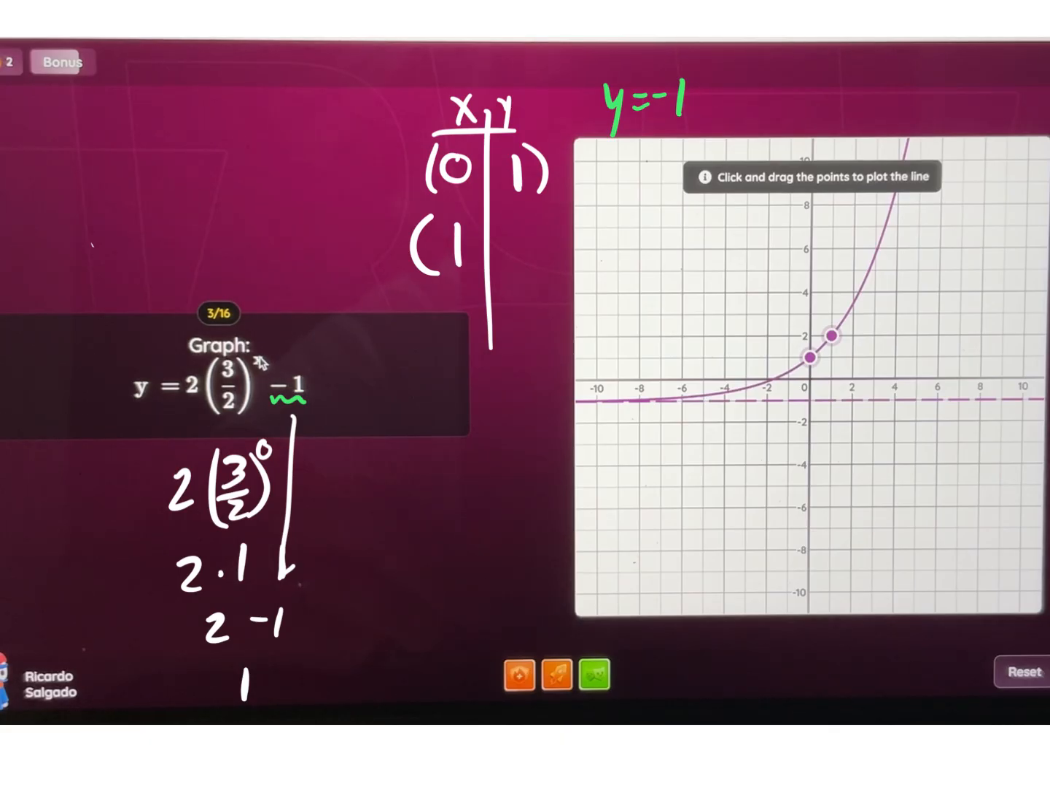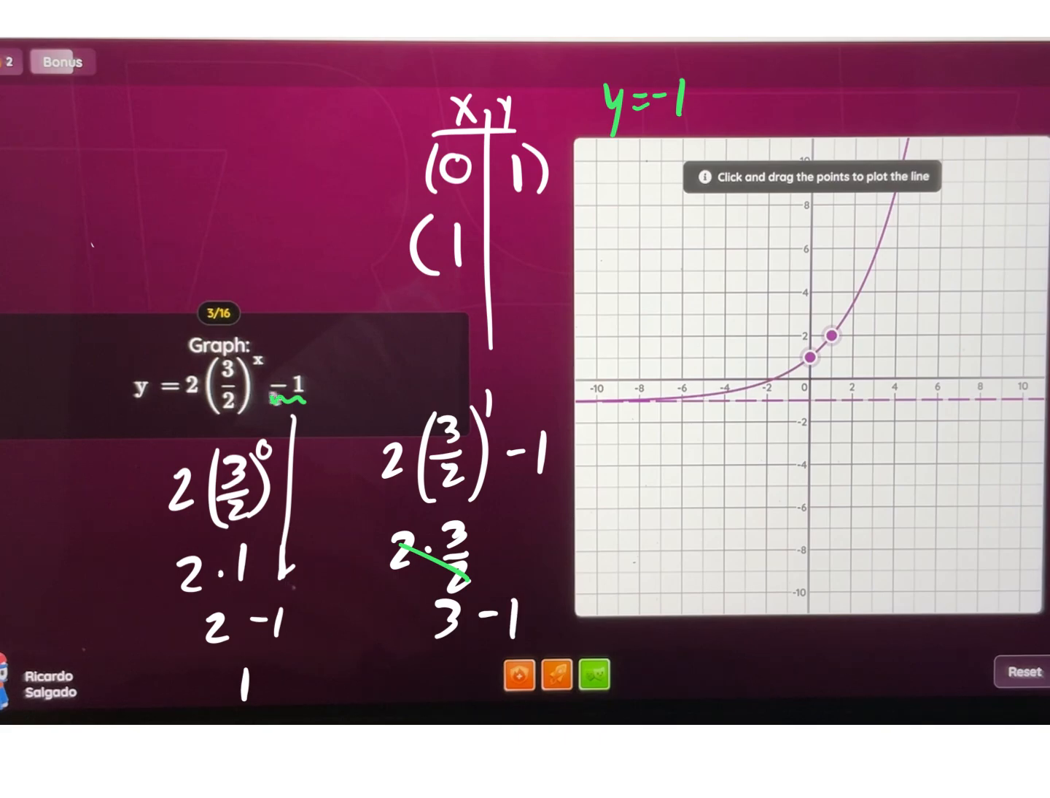And when you plug in a 1, you're going to get 3 halves to the 1, which is just 3 halves, and you have the a value of 2, which is the same thing as the denominator, so that'll cancel out. That'll just leave you a 3, and then 3 minus 1 is 2. So when you plug in a 1, you get out a 2.